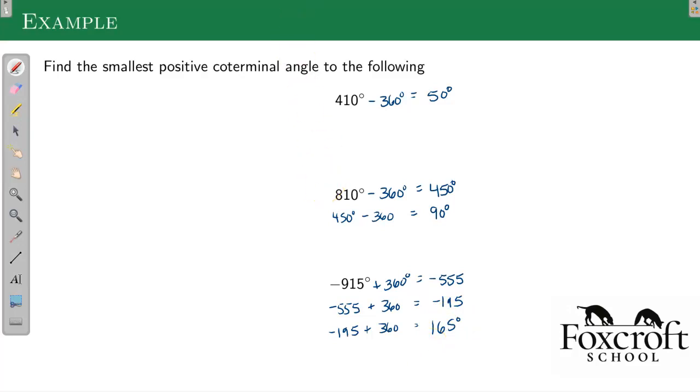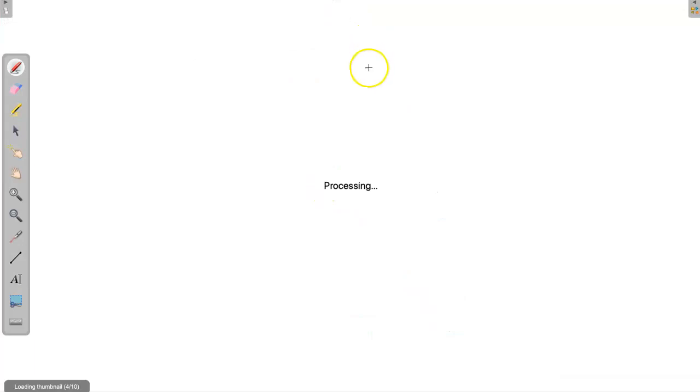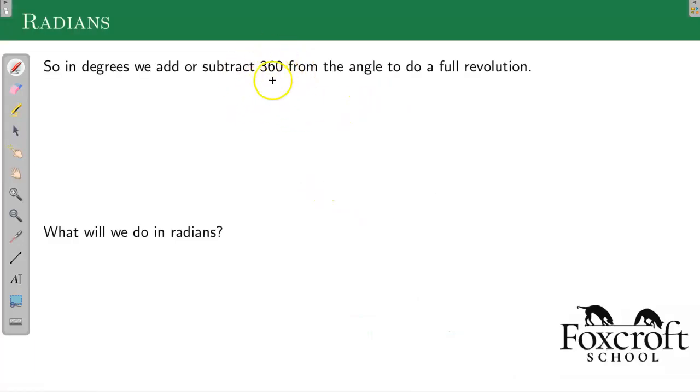Alright, so when we're doing this with degrees, we always use that 360, because that's going all the way around the circle, and I end up back in the same place. So if I was kind of here on the circle and I do 360, I end up back in the same place, and it means the angle looks the same. Alright, what are we going to do in radians? Well, we're doing 360 because it's a full revolution of the circle, which in radians is 2 pi. So we're going to have to use 2 pi for these coterminal angle calculations.